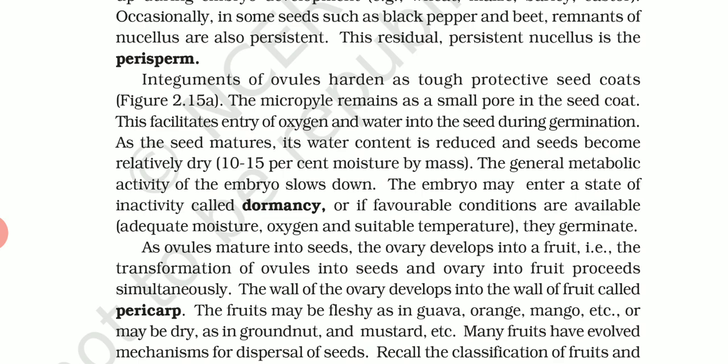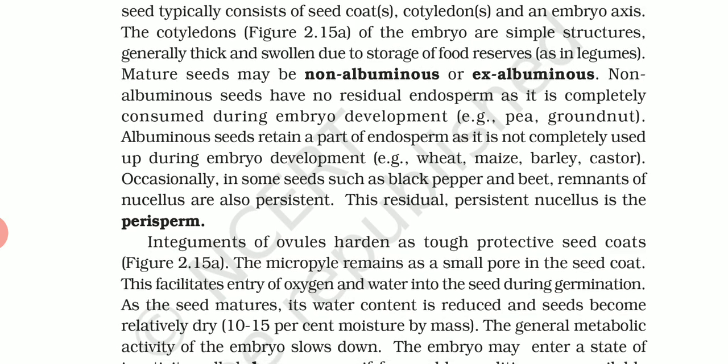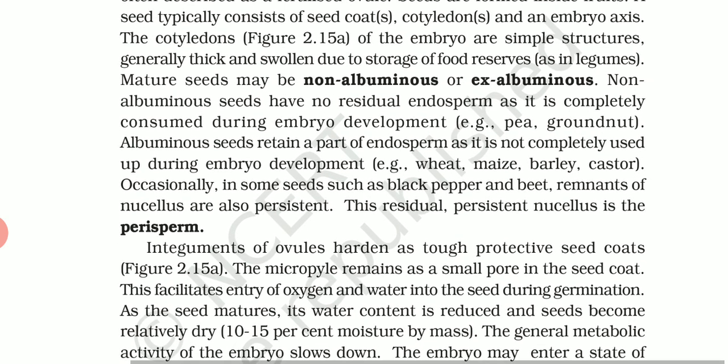Seeds can also be albuminous and non-albuminous, which are called endospermic or non-endospermic. Now, what are albuminous or endospermic seeds? Albuminous seeds are those which retain a part of the endosperm, as it is not used up during embryo development. It is not consumed. Examples are wheat, maize, barley, castor, sunflower, etc.